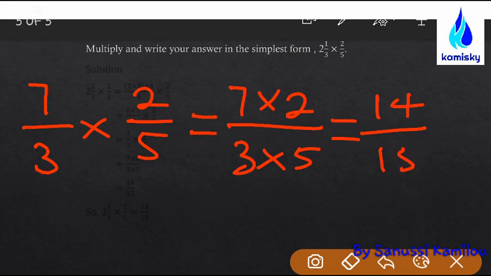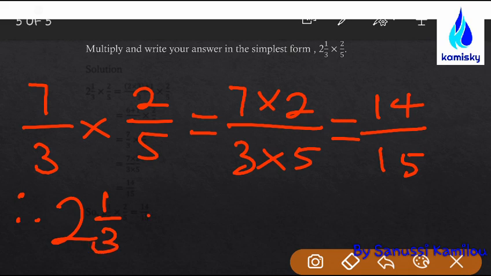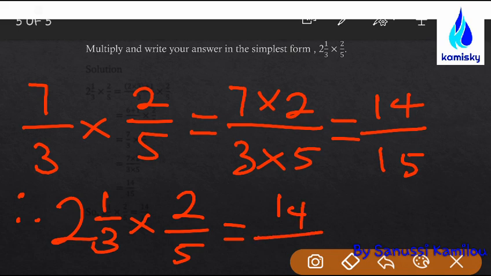Then you ask yourself again, is there any number that can divide, or the same number that can go into 14 and at the same time 15? I think we are not having any number. For that matter, this is the simplest form. You can't simplify it again. So you conclude your work by saying 7/3. No, that was not the question. The question was 2 1/3 times 2/5 is 14/15. That's all. So simple, is it not so?